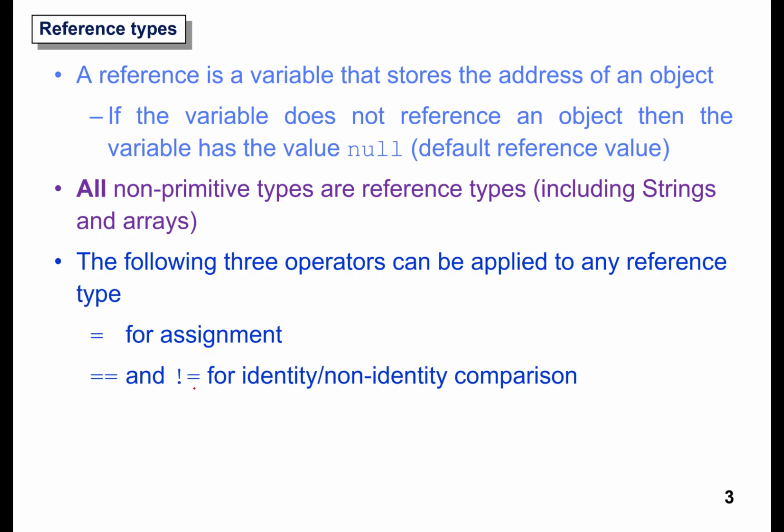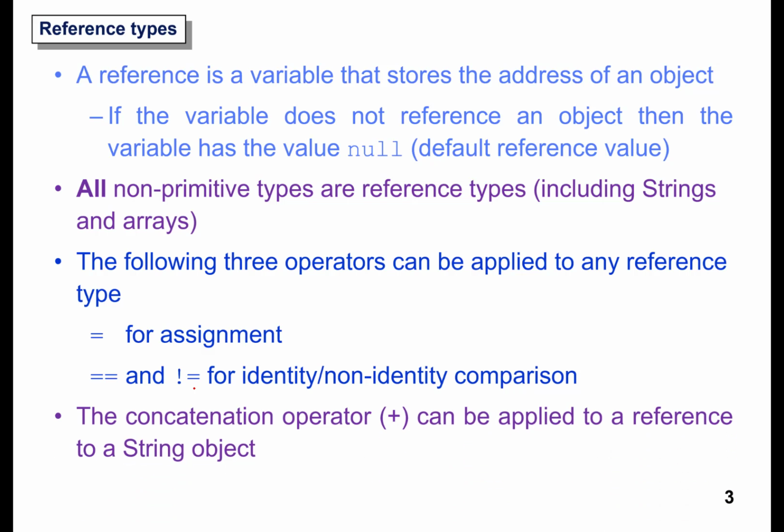The following 3 operators can be applied to any reference type: equal for assignment, double equals, and not equal for identity and non-identity comparison. The concatenation operator, which looks like a plus, can be applied to a reference to a string object only. So we can't use, for example, the concatenation operator for a bank account class. We cannot add 2 cars together. We can only use the concatenation operator with strings.